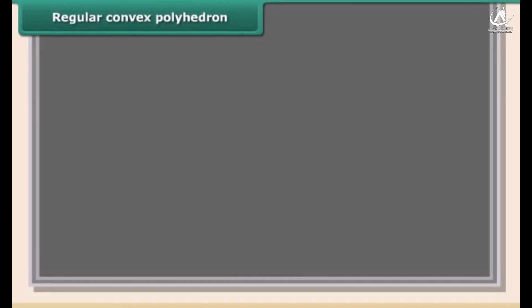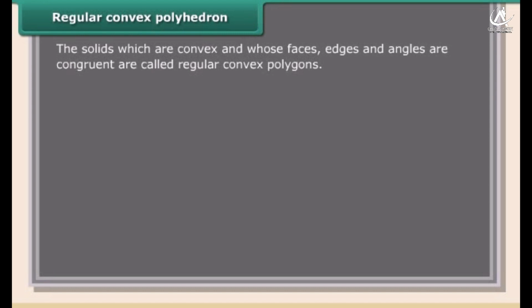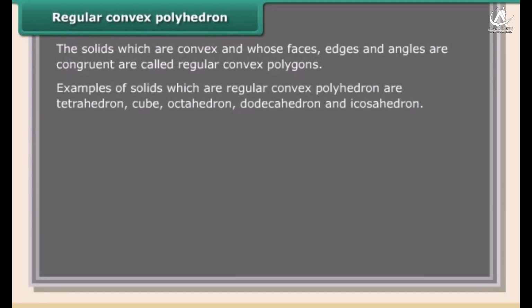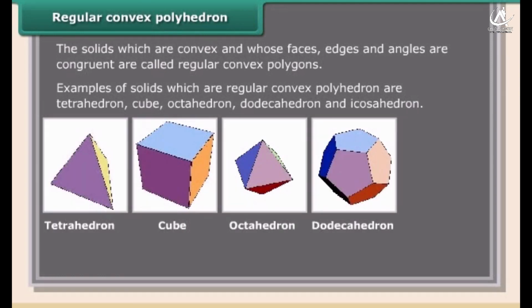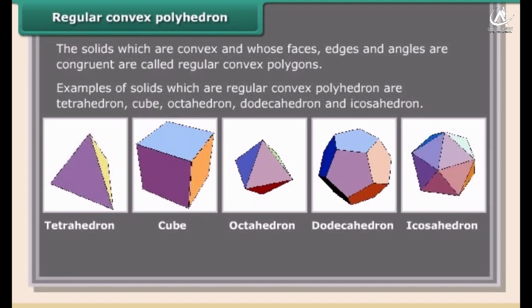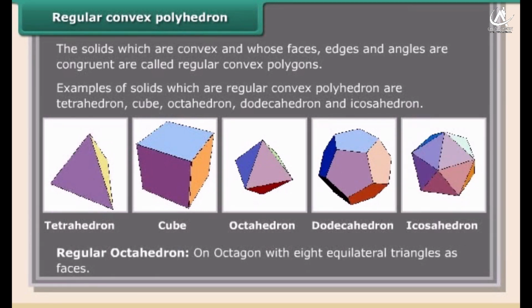Regular convex polyhedron: the solids which are convex and whose faces, edges and angles are congruent are called regular convex polyhedrons. Examples are tetrahedron, cube, octahedron, dodecahedron and icosahedron. Regular octahedron: a solid with 8 equilateral triangles as faces.